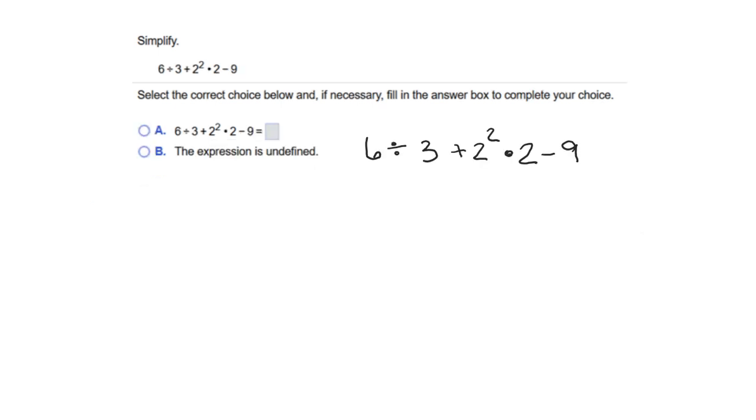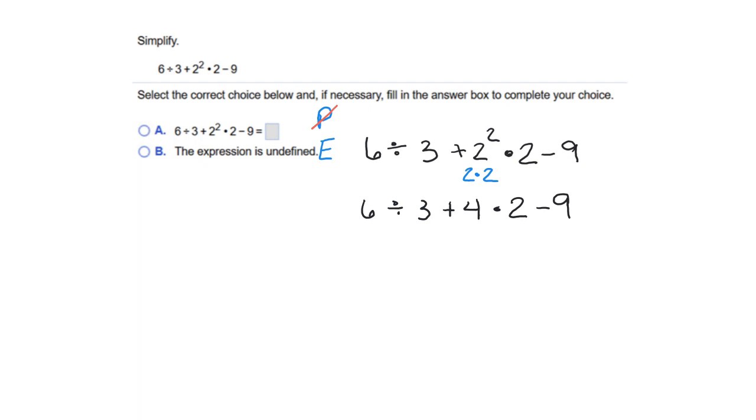For our last problem, let's see if we can perform the order of operations or simplifying the expression. So in this case here, you can see that we do not have any grouping symbols, so we do not have to worry about parentheses. The next thing you want to take a look at are the exponents, and we do have an exponent with this 2 times 2, or 2 to the second power. So this leaves me 6 divided by 3 plus 4 times 2 minus 9.